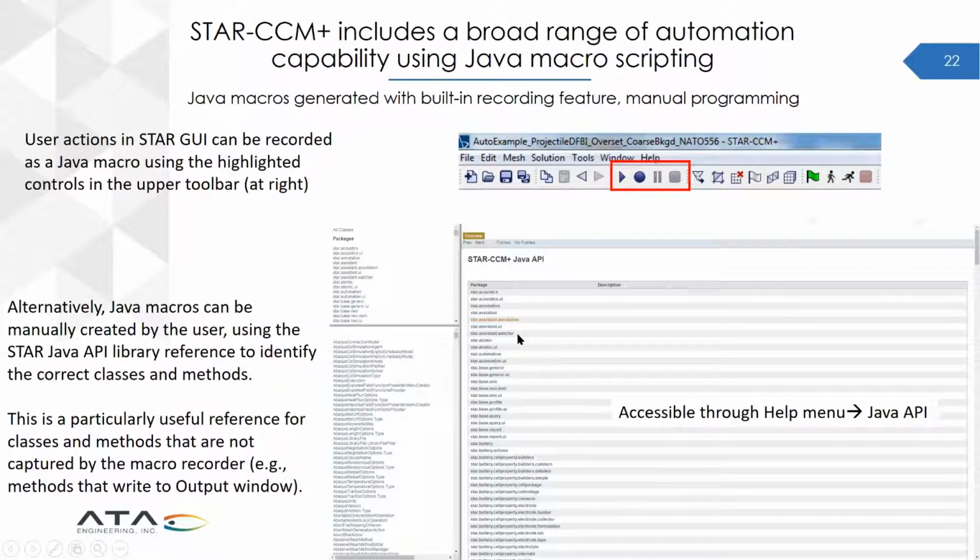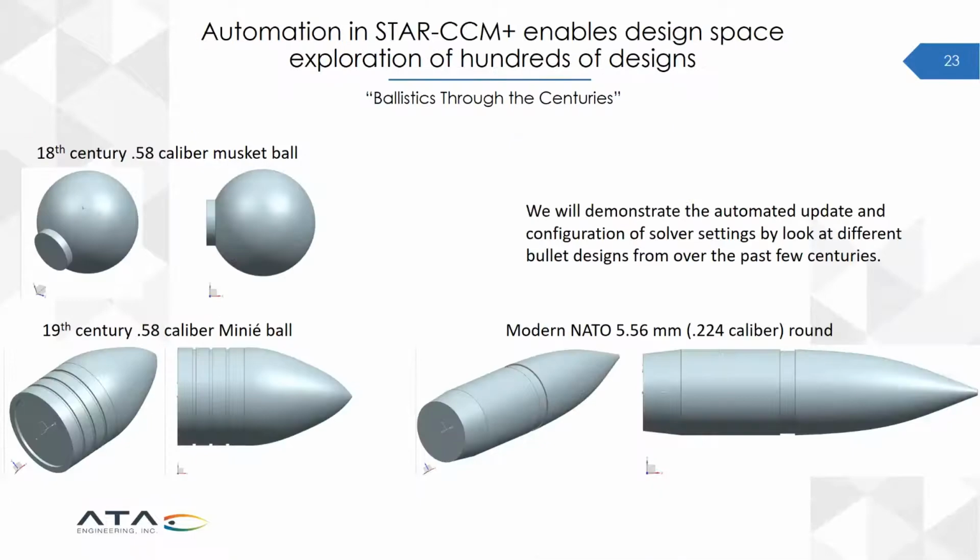And so we'll look at how these two things work today with a quick example that I call ballistics through the centuries. Basically, the idea here is we're going to show how you can automate an analysis process that features changes in geometry, that takes advantage of STAR's geometry and meshing pipeline that makes it efficient to run all these different cases.